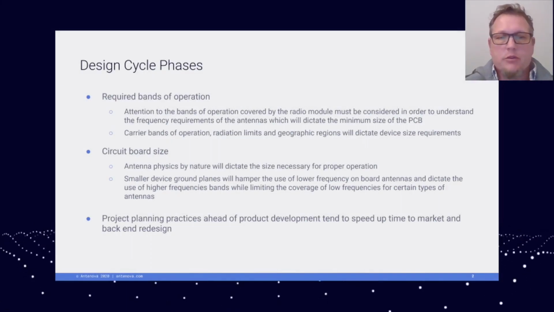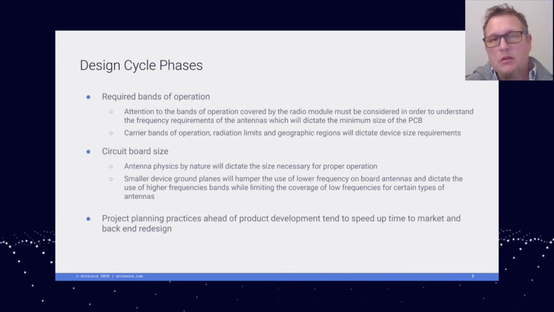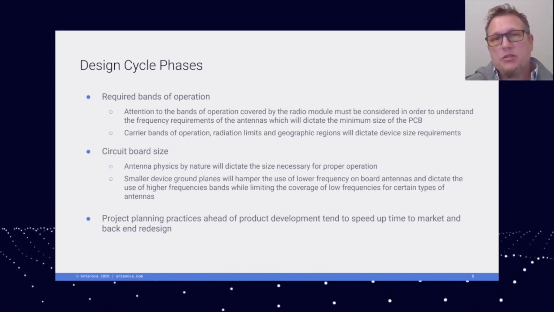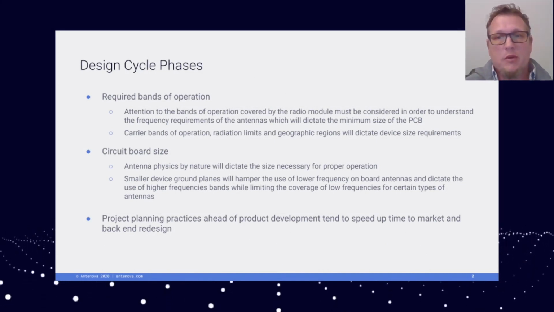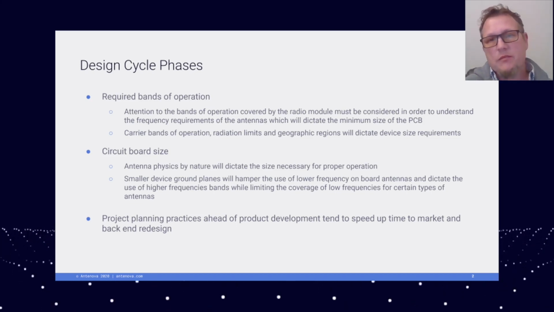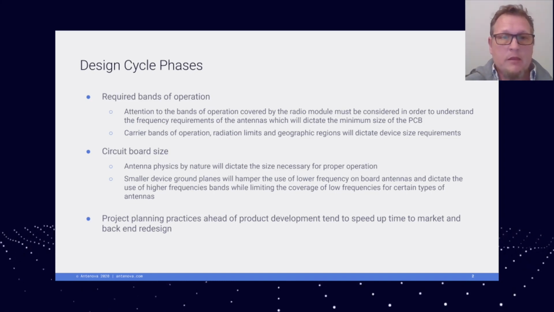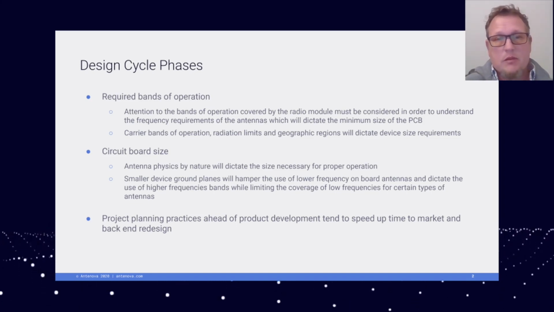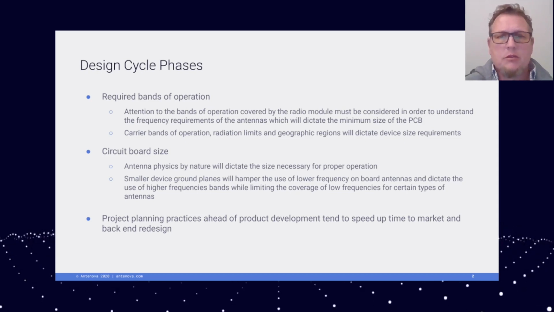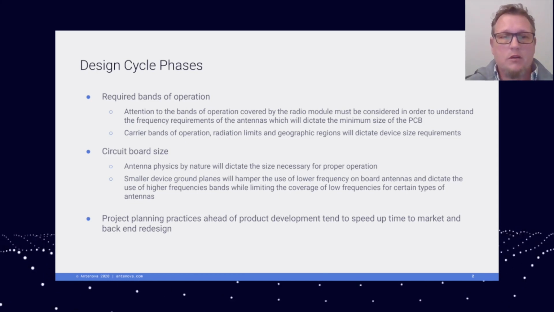First thing to consider during the initial design cycle phase is the required bands of operation. Attention to the bands of operation covered by the radio module must be considered in order to understand the frequency requirements of the antenna, which will dictate the minimum size of the PCB and the overall device size. Carrier bands of operation, radiation limits, and geographic regions will dictate device size as well.